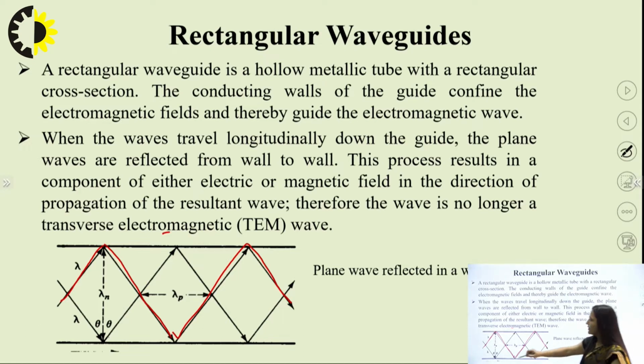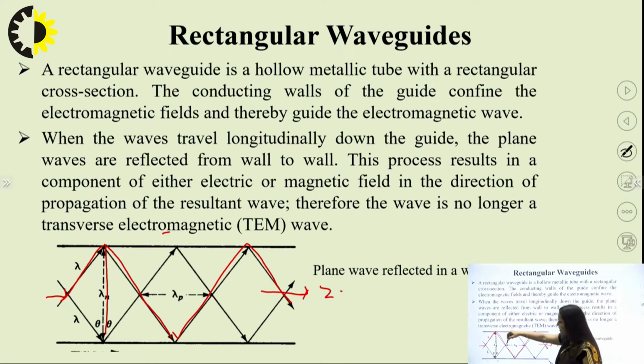Whenever a plane wave enters the waveguide, it is resolved into two components. One component is normal to the direction of propagation, and if I assume the direction of propagation is z, the next component is parallel to the direction of propagation. Now when the plane wave enters the waveguide, it is resolved into two components, lambda n and lambda p. It means the plane wave is no longer a TEM wave. It is converted into a transverse electric wave or a transverse magnetic wave.